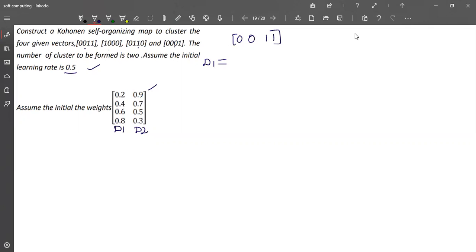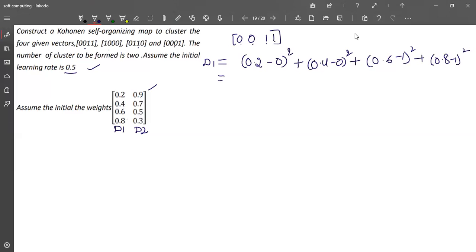We need to subtract this input vector from this weight vector and square it. So that will become (0.2 minus 0) whole square plus, the corresponding value is 0, (0.4 minus 0) whole square, and (0.6 minus 1) whole square, and (0.8 minus 1) whole square.